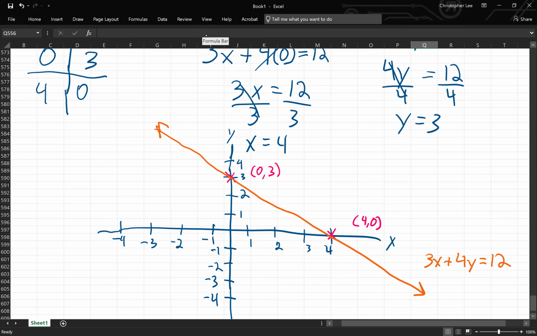Yeah, you have to find 2 points. Then you just plot them, connect them with a line, and that's it. If we could always choose 0... and if 0 is not an option, what are you gonna choose? 1. No. Whatever number is on the right.